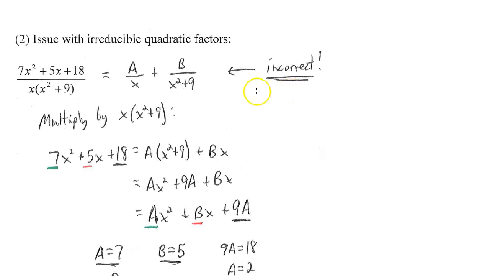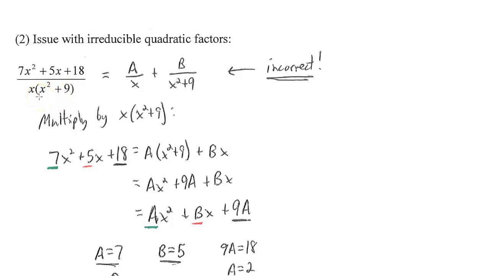Okay, now how do we deal with what are called irreducible quadratic factors? And I'll explain what that means in a second, but x squared plus 9 is an example of an irreducible quadratic factor. Now, what do we mean when we say x squared plus 9 is an irreducible quadratic factor?